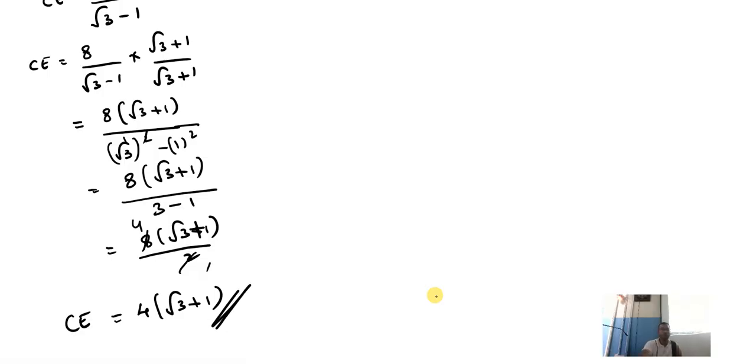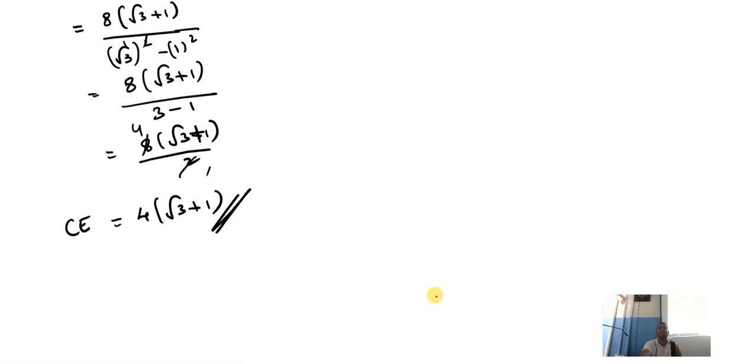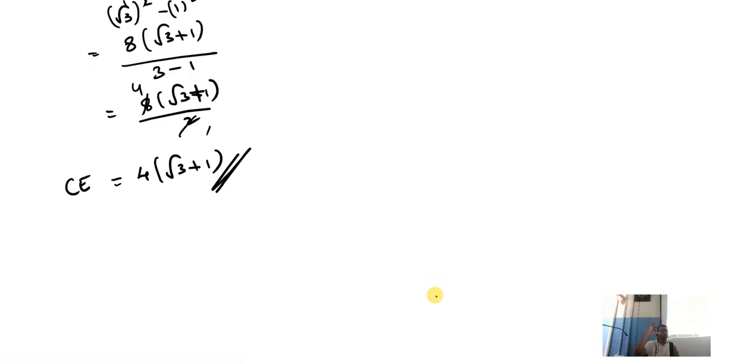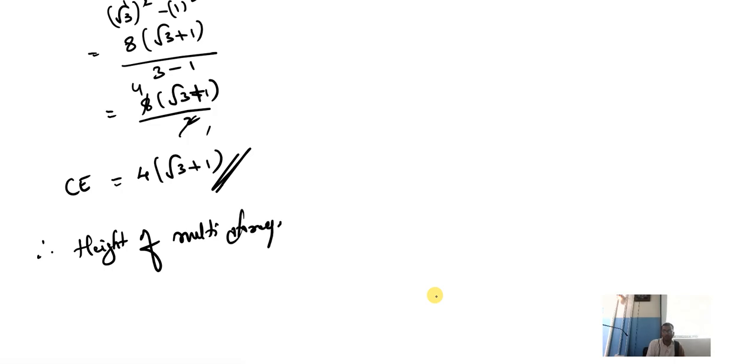But here we don't want CE. Actually, we want CD. The height of the multi-storied building is CD. Now we can write here a comment: therefore, height of the multi-storied building is CD. If you want CD, what should we do? CD is equals to CE plus DE, from the figure.